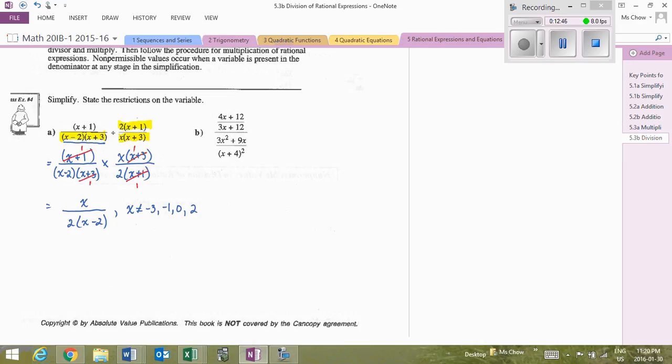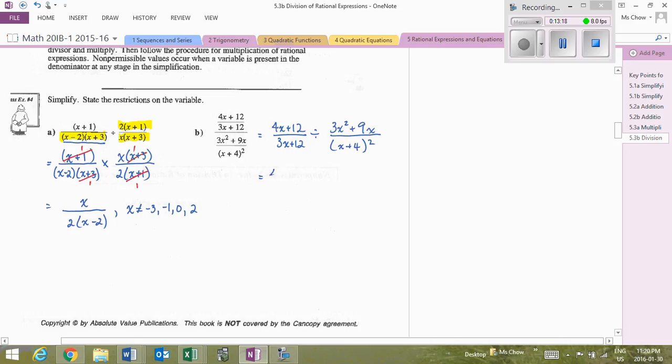They just kind of make it look not pretty in a complex fraction. So what we are dealing with is 4x plus 12 over 3x plus 12. And that is divided by 3x squared plus 9x over x plus 4, all squared. So we've got a couple of things to do. We have to factor, and we also have to multiply by the reciprocal.